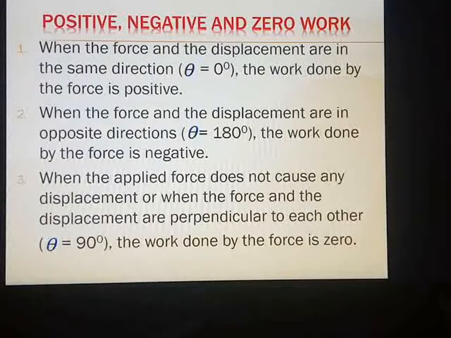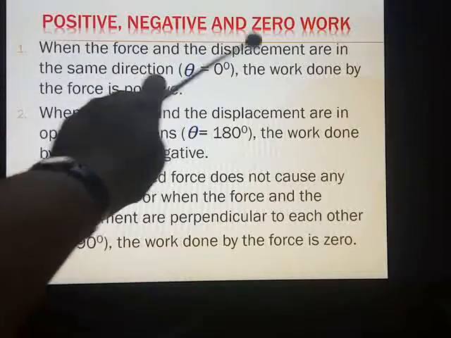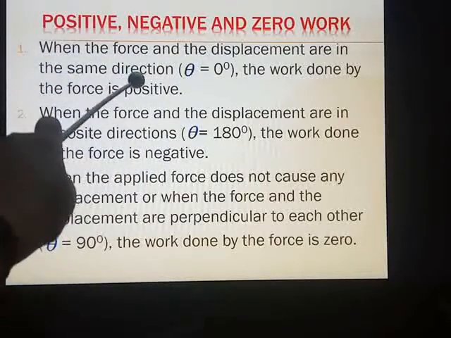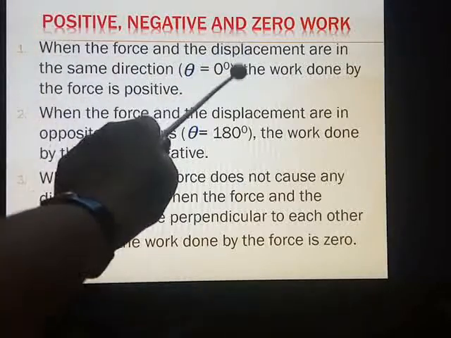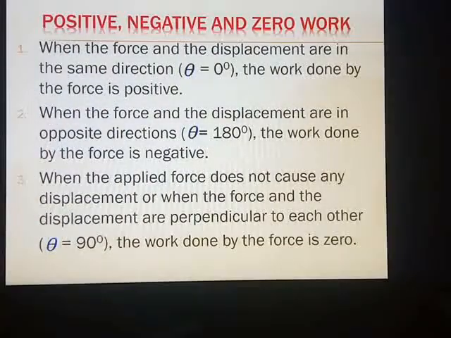Now the 3 types of work we have seen with the help of examples: positive work, negative work and zero work. When can you say that the work is positive? For example, a car whose wheels are stuck in the mud. You push the car and the car starts moving. So the force applied by you and the displacement of the car are in the same direction, that is theta is equal to 0 degree. Then you can say the work done by the applied force is positive.